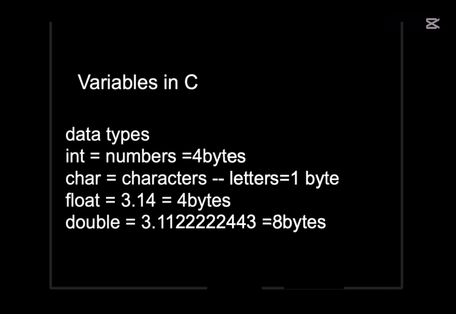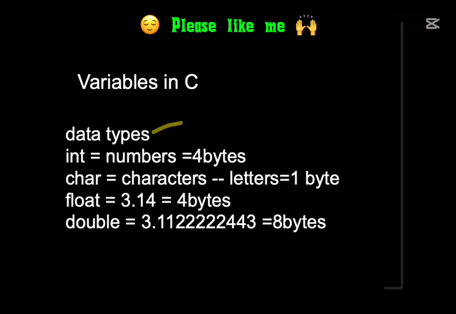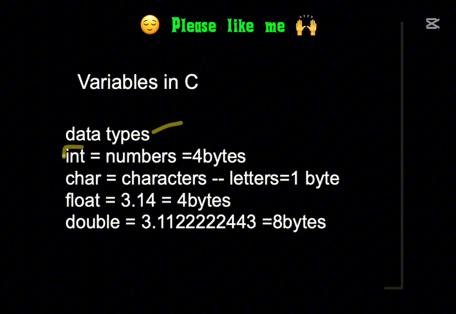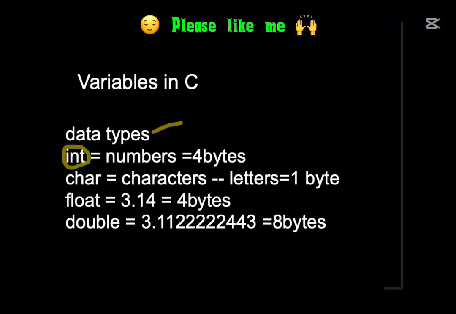Hello guys, I'm going to be talking about variables in C. In my last video I talked about data types, including integer, which means numbers. This data type only accepts numbers.